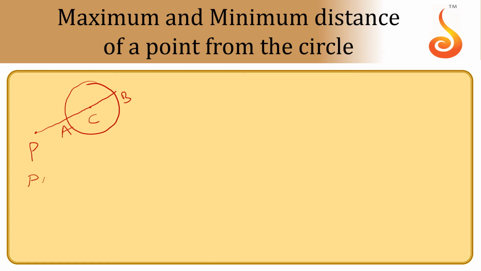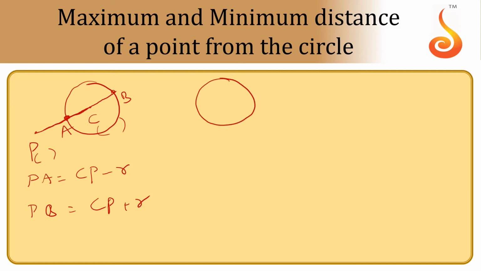So to get PA, you will do CP minus radius. To get PB, CP plus radius. And when you get the lengths of PA and AC, which is the radius, taking point P and C, and if you use ratio, you can find the point on the circle which is nearer to P, and which is far from P. Similarly, if you have point P on the circle, minimum distance will be 0 and maximum distance equals the diameter.